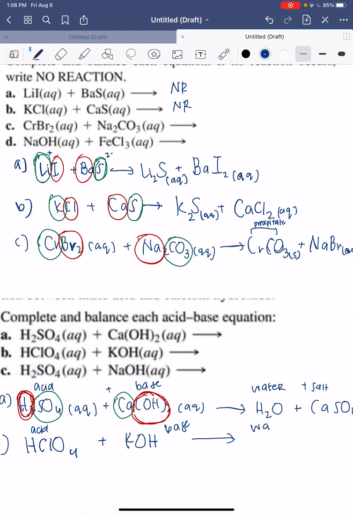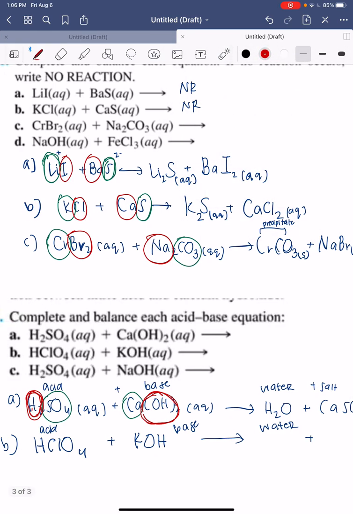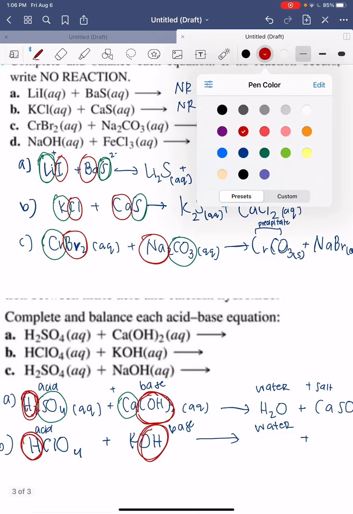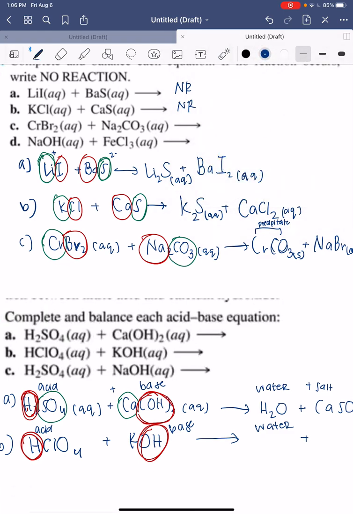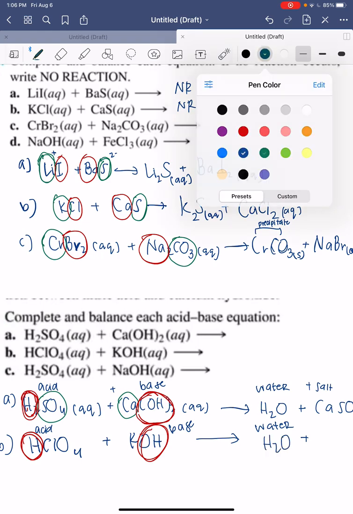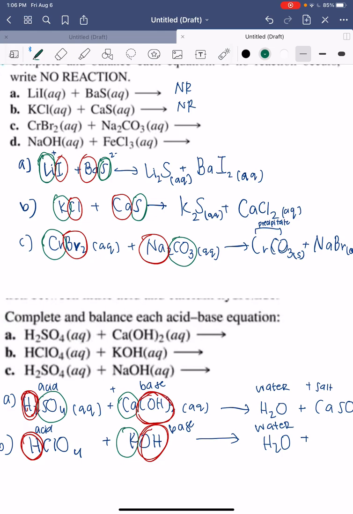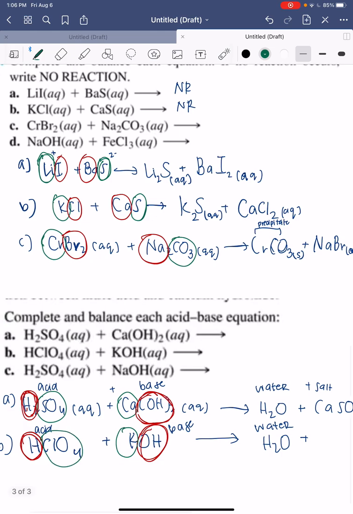Our product is always water of an acid-base reaction. In this case, what forms water on the right side? We have to look at that first. OH plus a single H makes H2O, right? So those are ruled out. Those aren't a part of our salt because those form water and we need water in the products. What's left that doesn't form water is what's going to be in our salt, and that's potassium and chlorate.